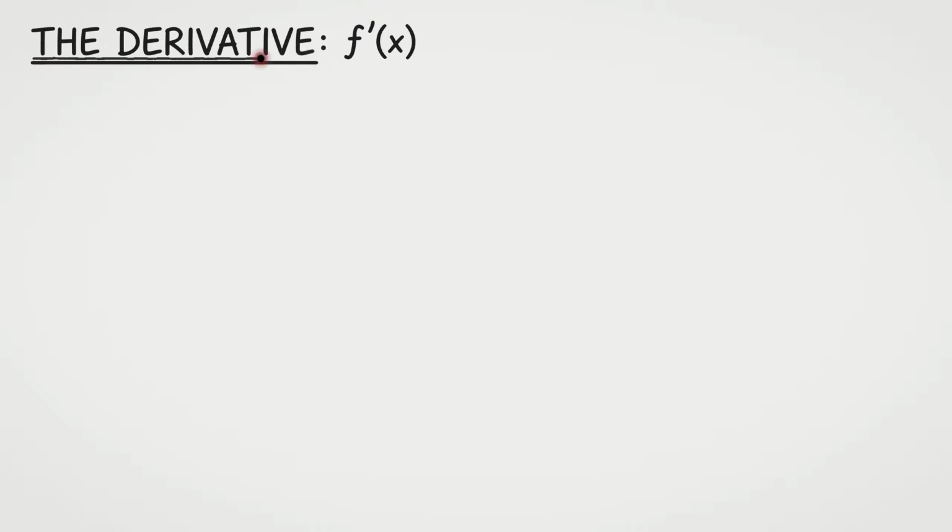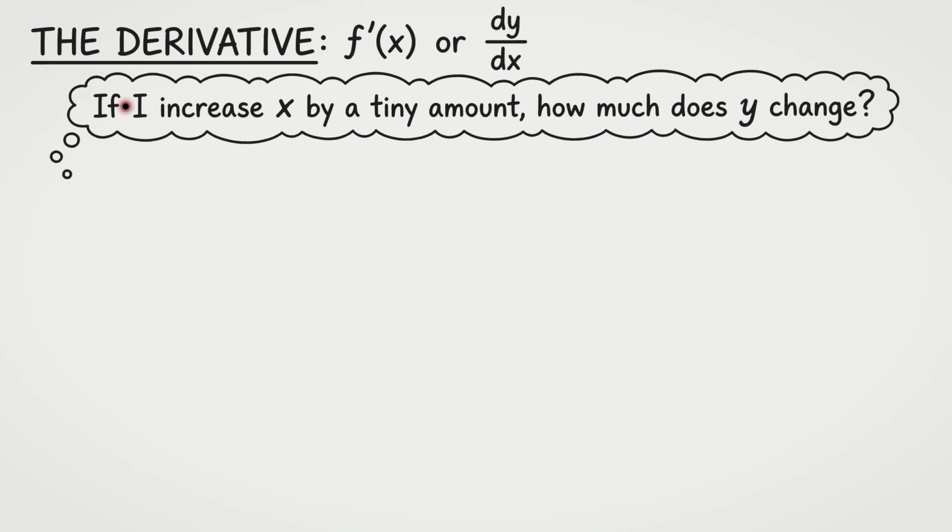So, we know we need to measure change to help our system learn. In mathematics, we call this measurement the derivative. You'll often see it written symbolically as f prime of x or sometimes as a fraction like dy over dx. But don't let the symbols intimidate you. No matter how it is written, it is always asking one fundamental plain English question. If I increase my input x by just a tiny amount, how much does my output y change?